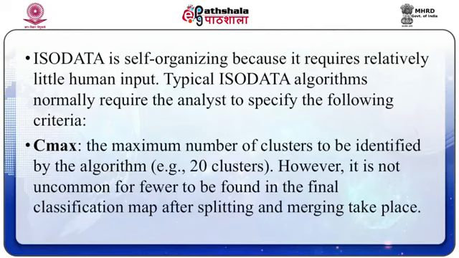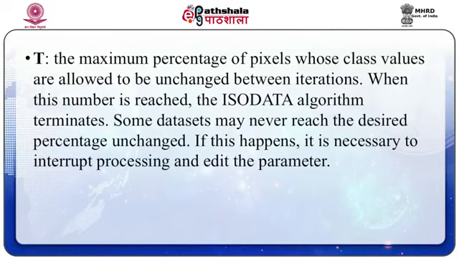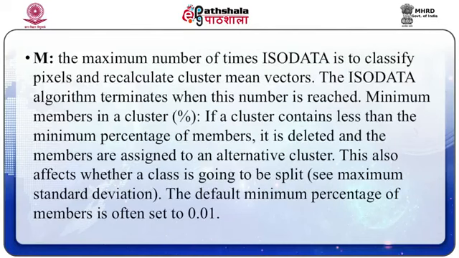However, it is not uncommon for fewer to be found in the final classification map after splitting and merging take place. T, the maximum percentage of pixels whose class values are allowed to be unchanged between iterations. When this number is reached, the ISODATA algorithm terminates. Some datasets may never reach the desired percentage unchanged. If this happens, it is necessary to interrupt processing and edit the parameter. Now M, the maximum number of times ISODATA is to classify pixels and recalculate the cluster mean vectors. The ISODATA algorithm terminates when this number is reached.